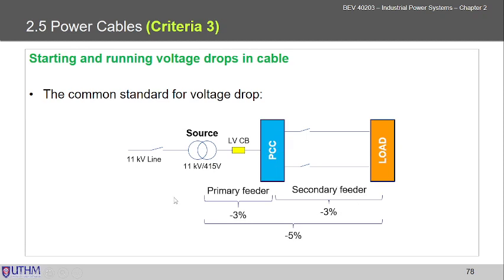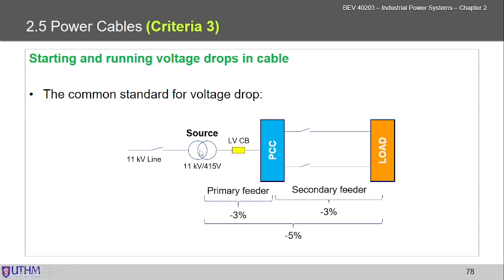So we have two alternatives. One is we have the existing cable like this one laid to the PCC, and from the PCC we only lay our cables to the load. In that case, we need to follow the first criteria, and this is the second criteria. The first criteria is we have two installations of the cable, one from the switch gear or the source until the PCC, and then from the PCC to the loads. So that's why we have two different voltage drops here.